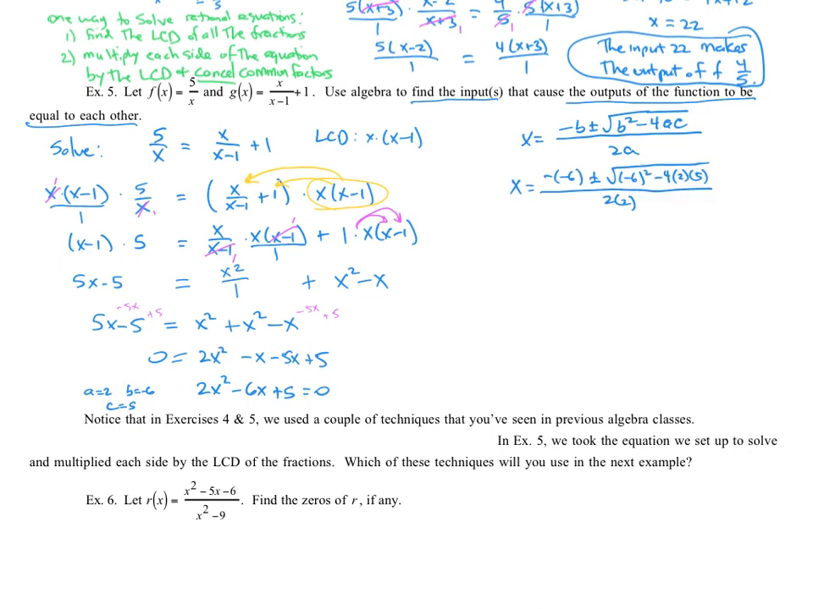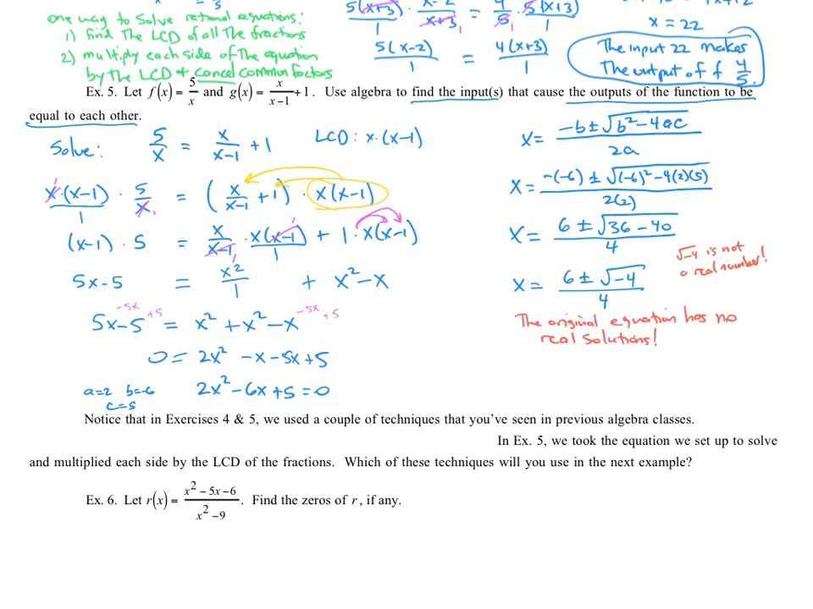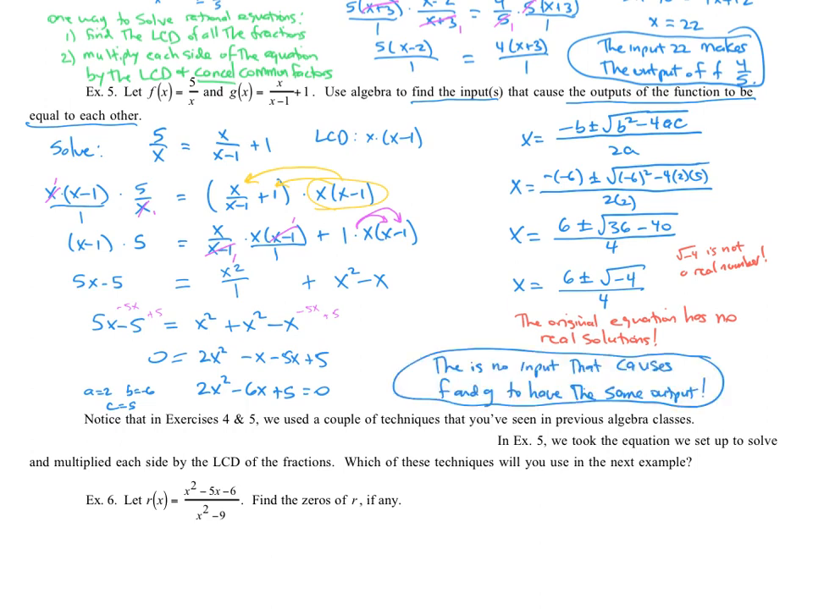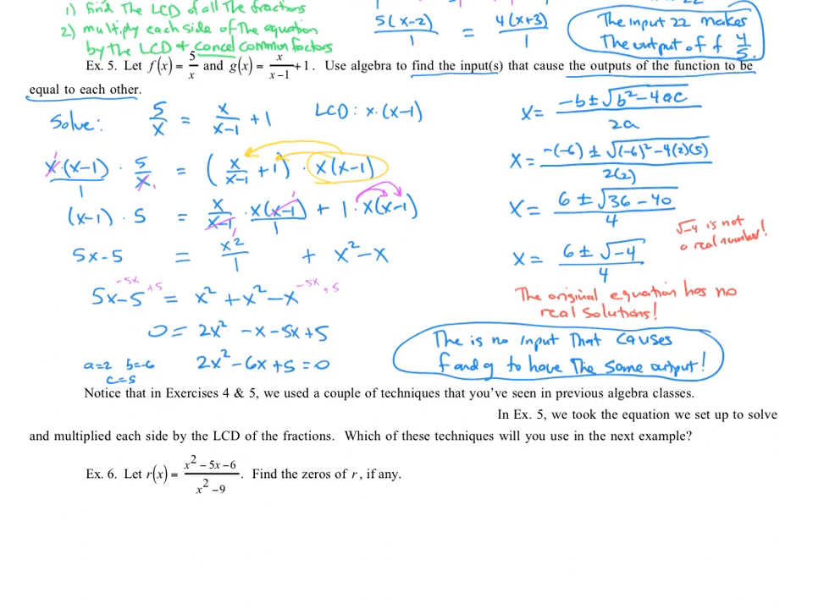First, let's do a little bit of arithmetic. I can do the subtraction inside the radical, but notice the square root of negative 4 is undefined. We can't take the square root of a negative number. What that means is that the equation has no real solutions. So the answer to the question is, there is no input that causes these two functions to have the same output. Now we're ready for example 6.